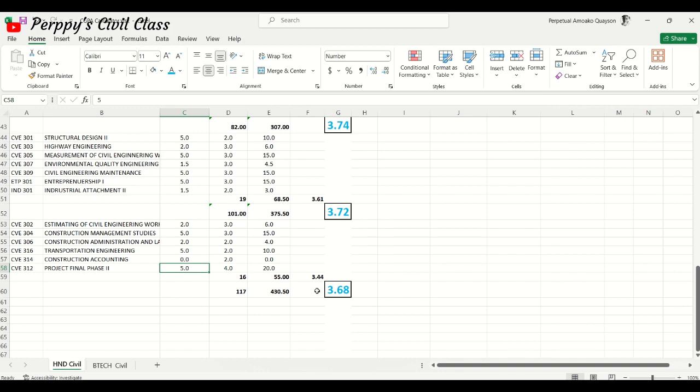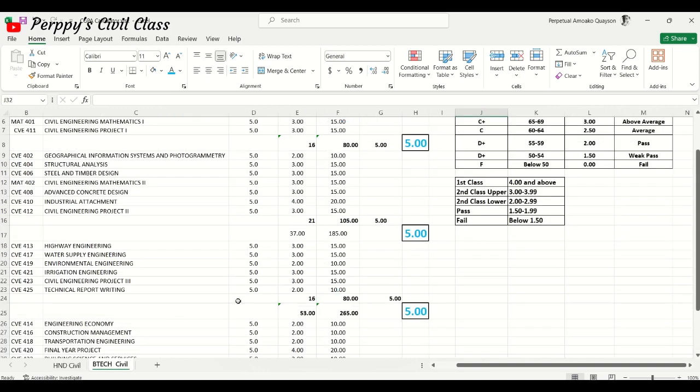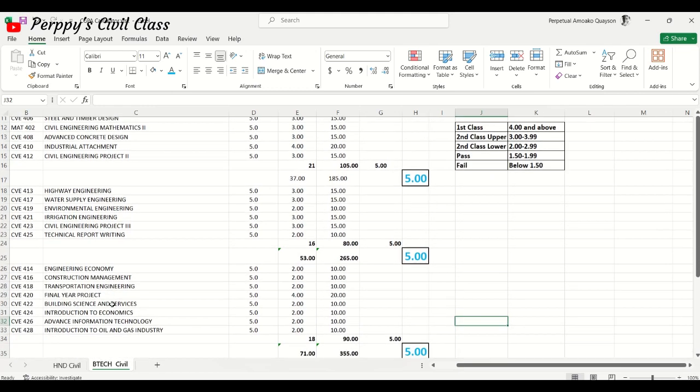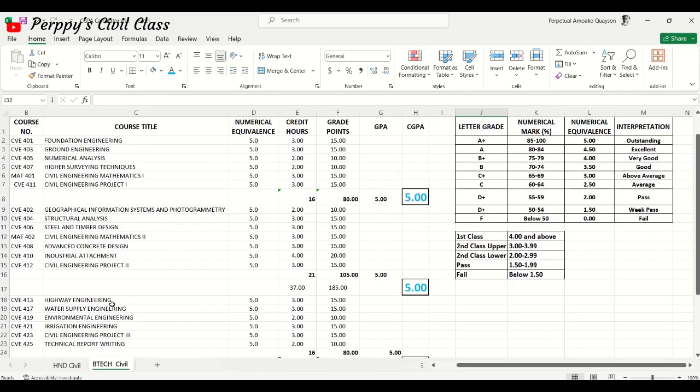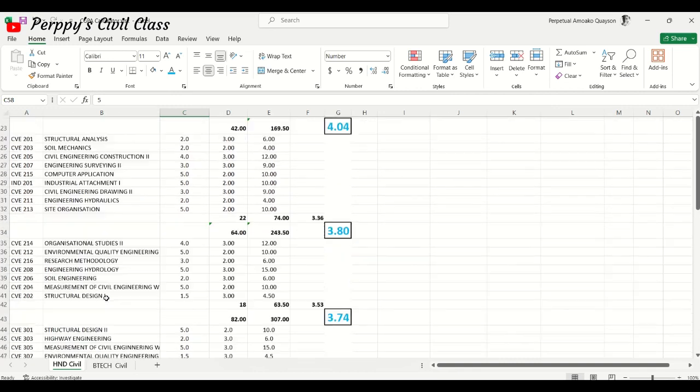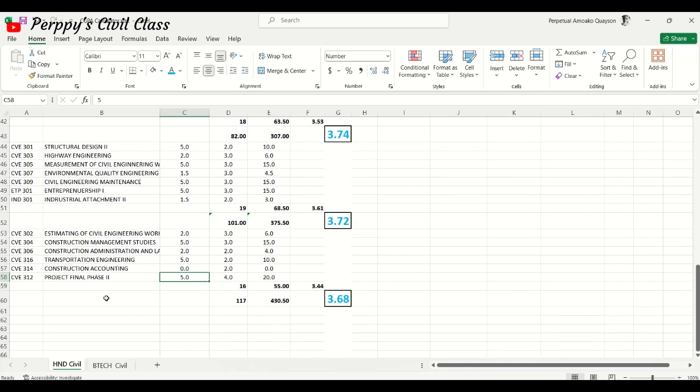This, I prepared it for HND Civil, okay. With a BTech, it's the same format. BTech, you'll be doing foundation engineering, ground engineering, numerical analysis, higher surveying techniques, and all that, steel and timber, water supply, environmental irrigation. There are 4 semesters. So if you're able to play around with this, you know the grade you'll be graduating with, okay. With the 4-year BTech, it's also simple. You just pick one of these. HND is 6 semesters, but the 4-year BTech is 8 semesters. So you just add the last 2 semesters of your program, then you calculate for your GPA and your CGPA.